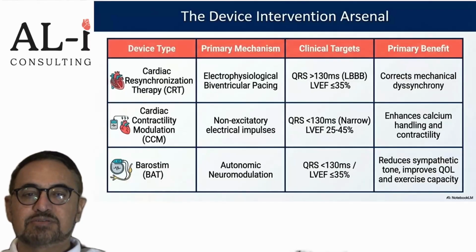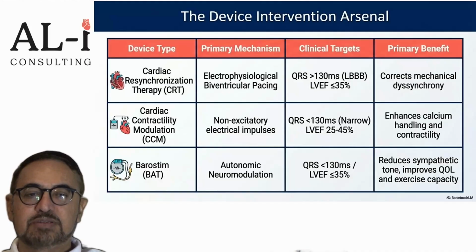Cardiac resynchronization, or CRT, is for patients with mechanical dyssynchrony, especially those with wide QRS, typically with left bundle branch block, and an ejection fraction of 35% or less. Its job is to restore coordinated ventricular contraction. Cardiac contractility modulation, or CCM, is different.